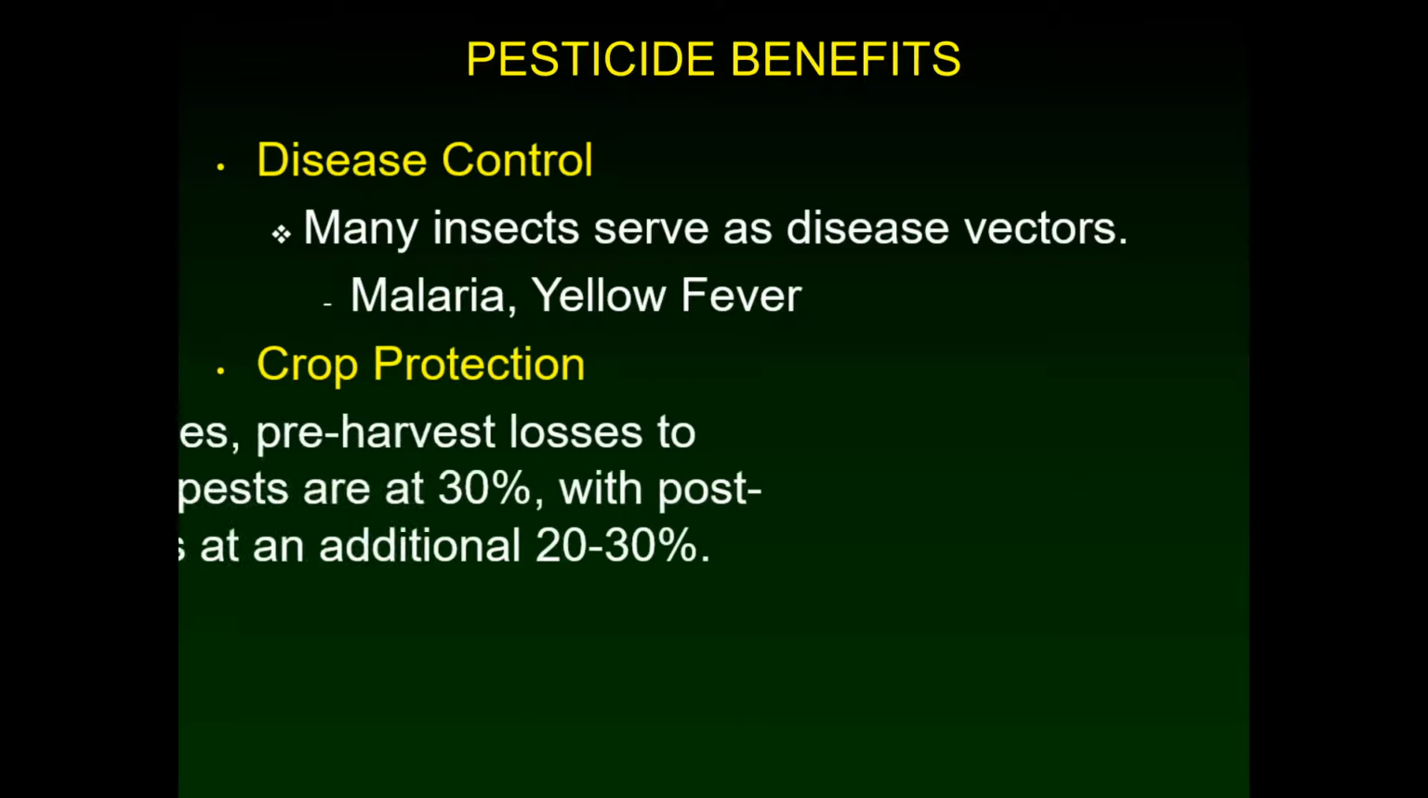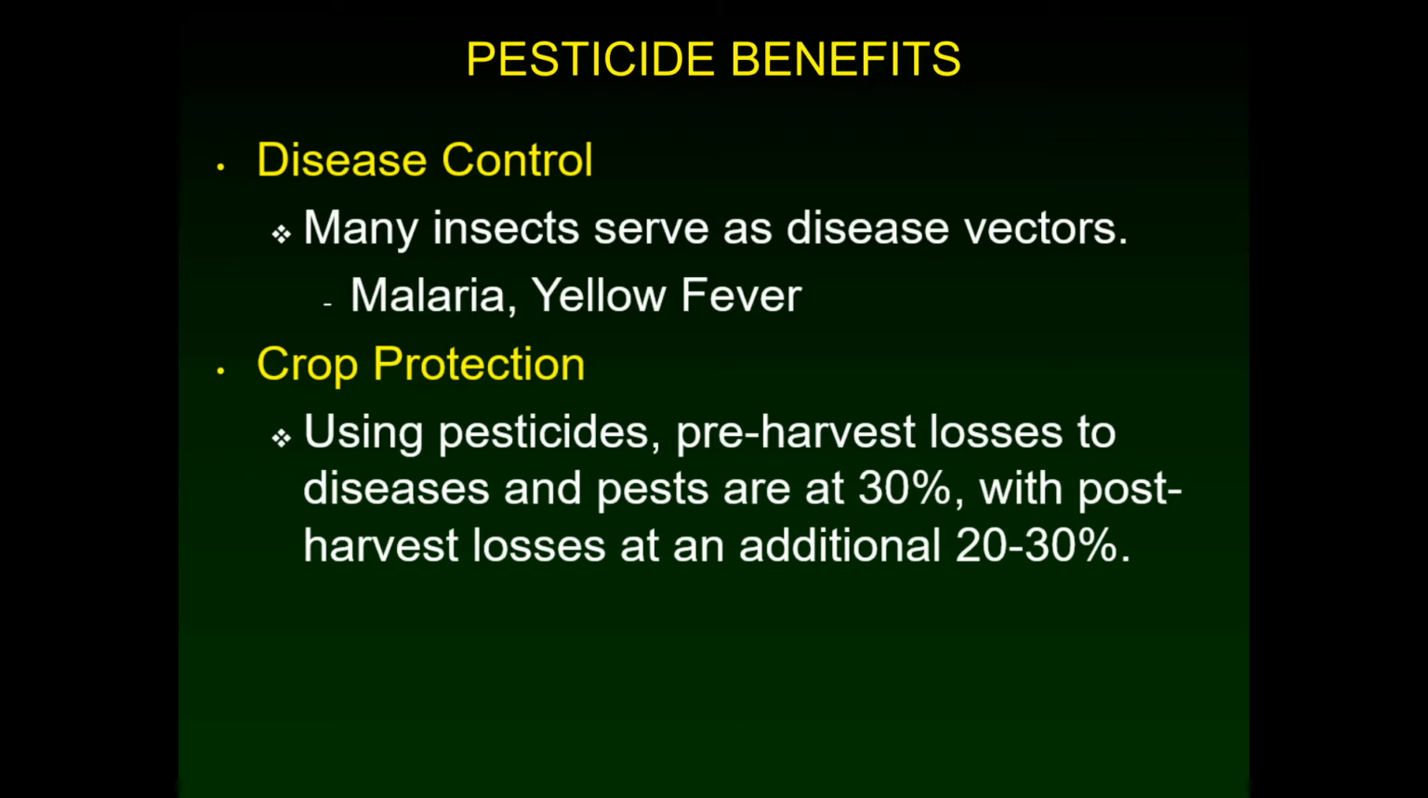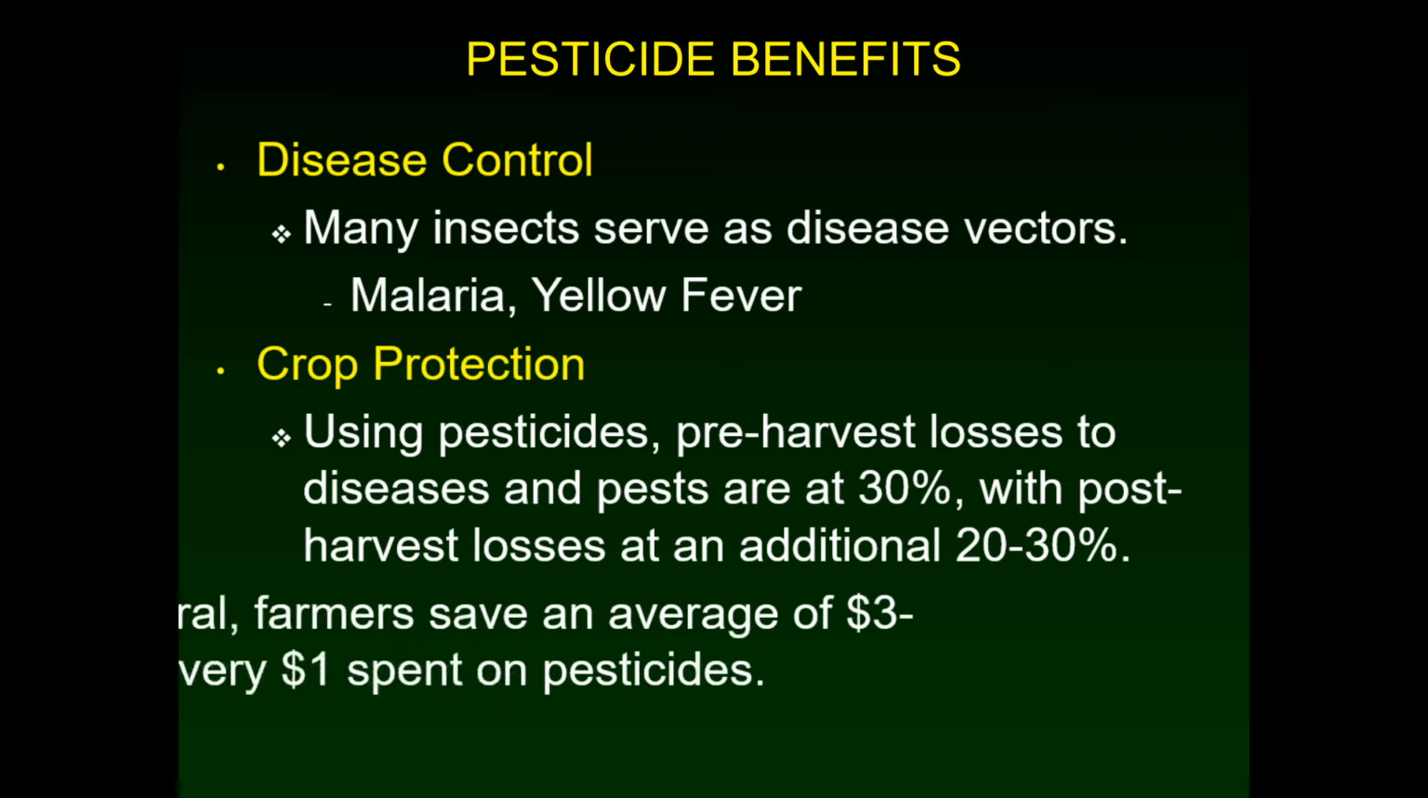It's also crop protection too. Using pesticides, pre-harvest losses to disease and pests are at 30%, with post-harvest losses at an additional 20 to 30%. This just kind of shows that you could get more money out of your fields, because as a farmer, you need to make money to feed your family, and so you deploy pesticides in order to get more yield. And then as a society, we obviously want more food so that we can feed more people. And it also brings the cost of our food down through supply and demand.